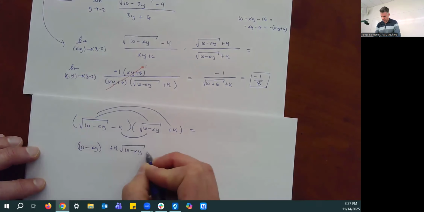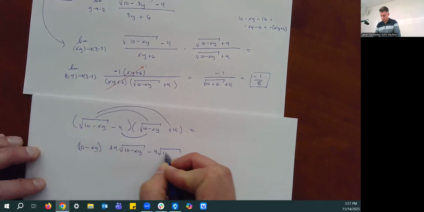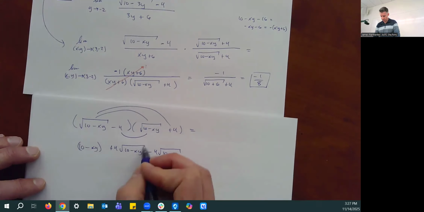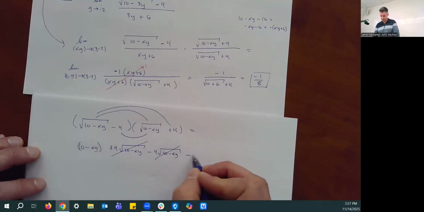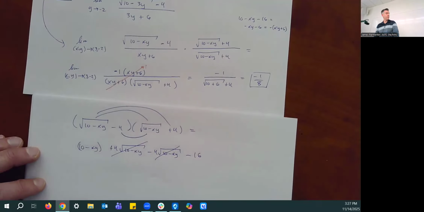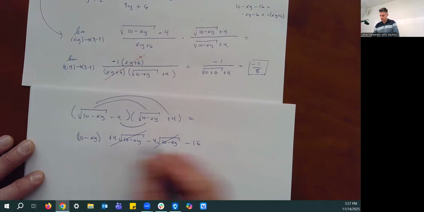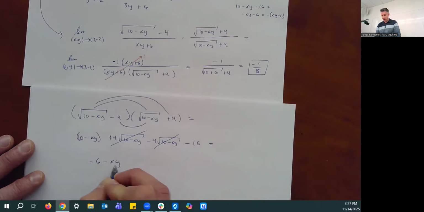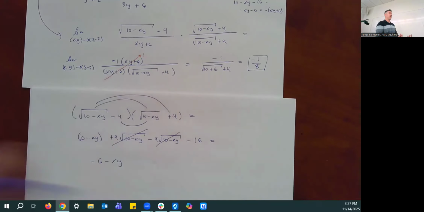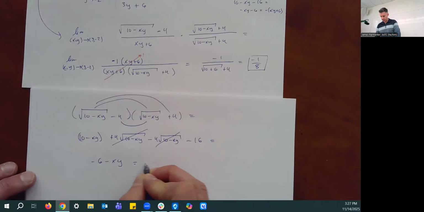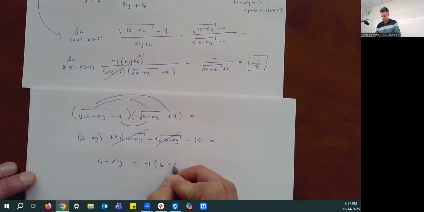and negative 4 times that. Those cancel out. That's the whole reason you multiply by the conjugate, so that the middle terms add up to 0. And then you have negative 4 times 4, which is negative 16. Then simplifying, you get 10 minus 16, which is negative 6 minus xy. And then I knew I was trying to cancel out an xy plus 6, so I factored out the negative 1 and said it was negative 1 times 6 plus xy, or xy plus 6.